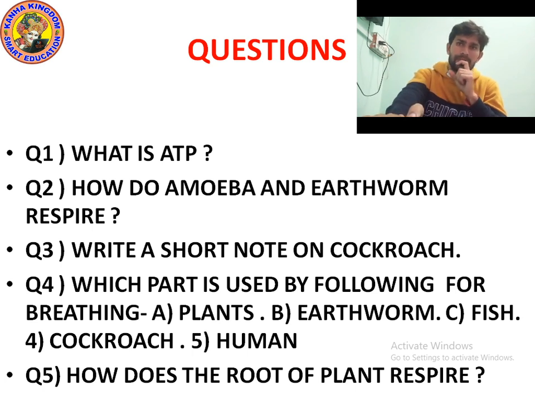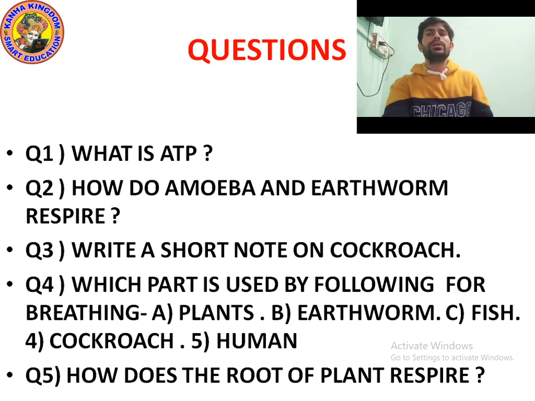Question number 5. How do the roots of plants respire? The roots of plants also respire. They do so by taking in oxygen from the air space present in the soil by the process of diffusion. Oxygen is taken in and carbon dioxide moves out with the help of diffusion. This type of gaseous exchange occurs only in younger roots.